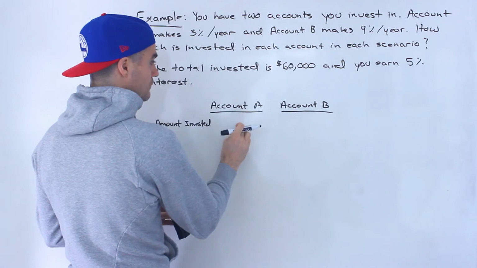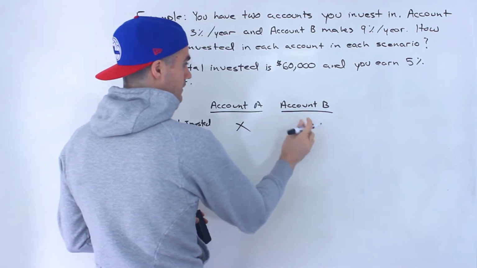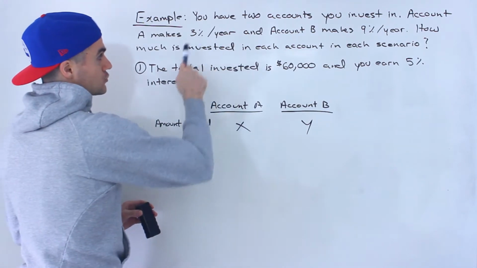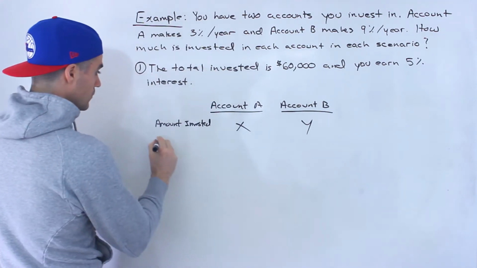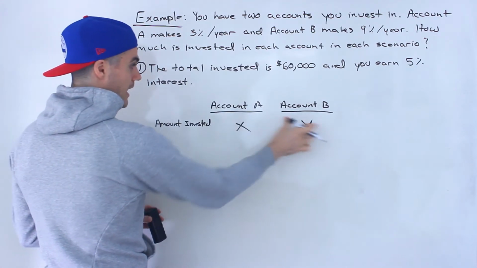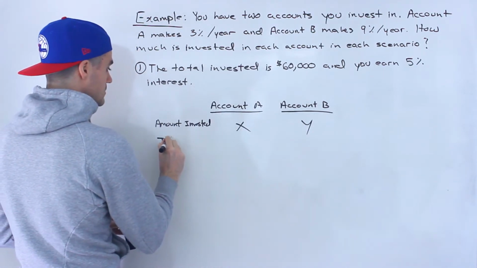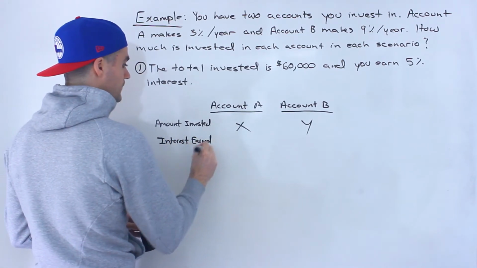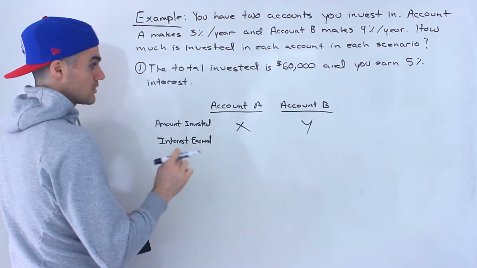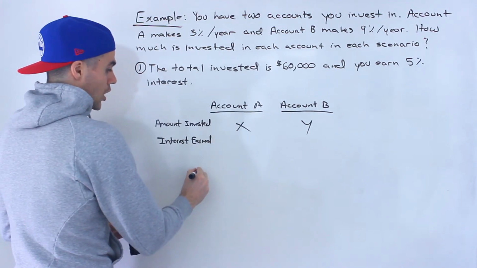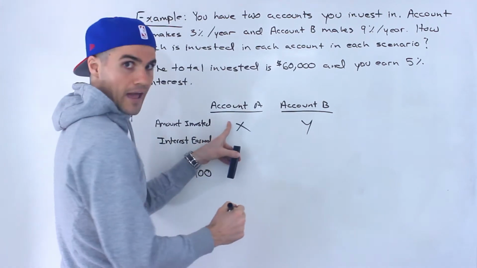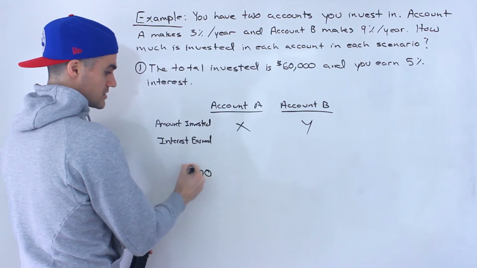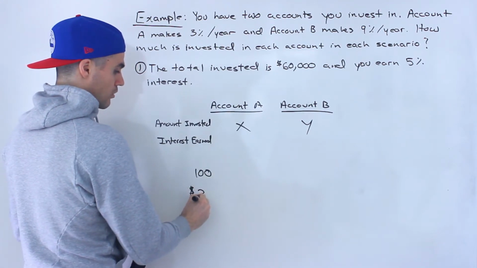So we'll let the amount invested in account A be x, and then the amount invested in account B be y. And then notice we're also told how much interest each account makes. So what we can do is, if we know the amount invested in A and B, we can actually create an expression for the interest earned in each one. The interest earned in 1 year. So let's say that we invest $100 in account A, and then it earns 3% interest per year. Well, the interest of $100 would be $3.